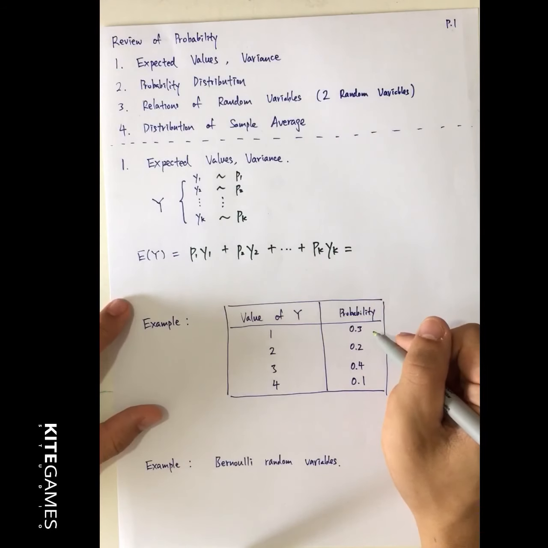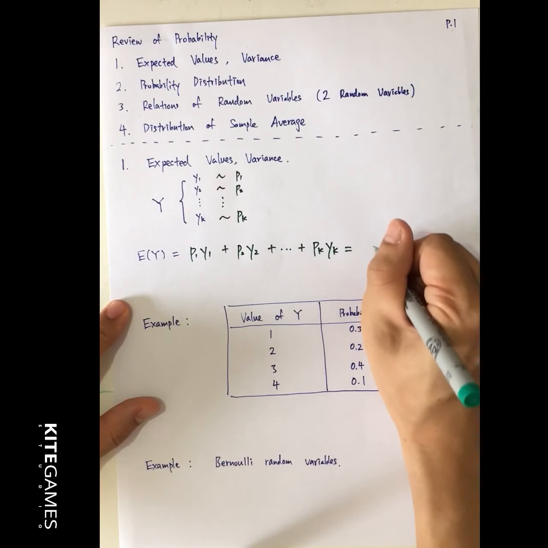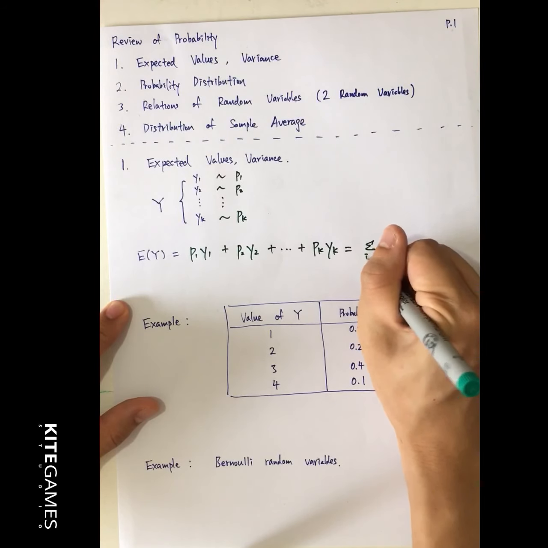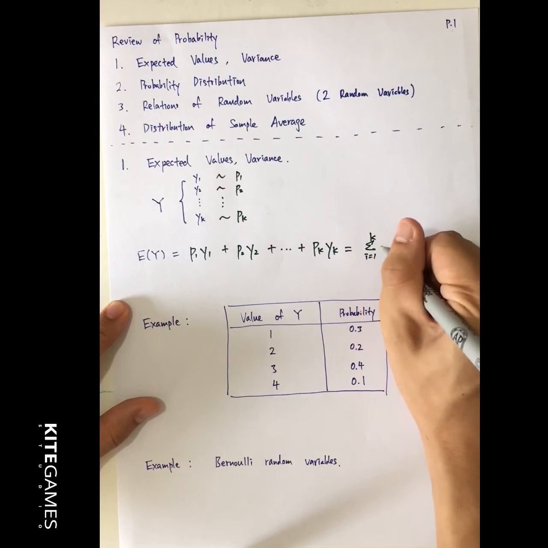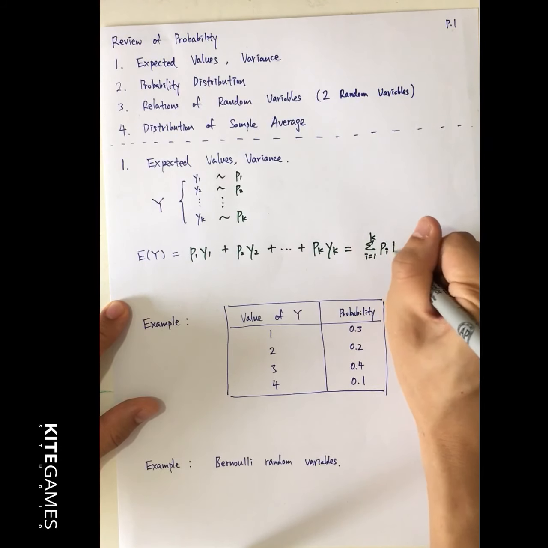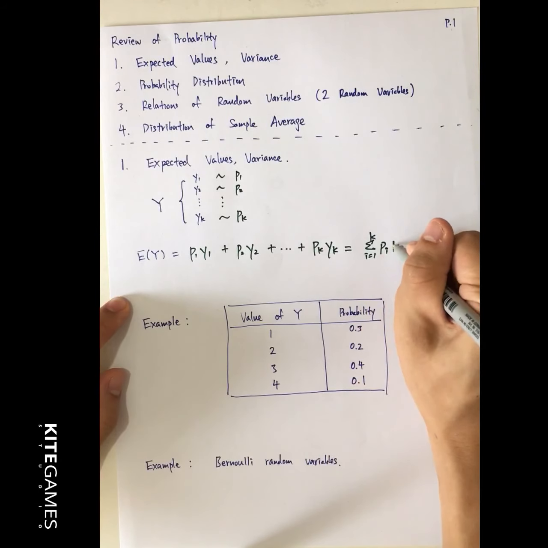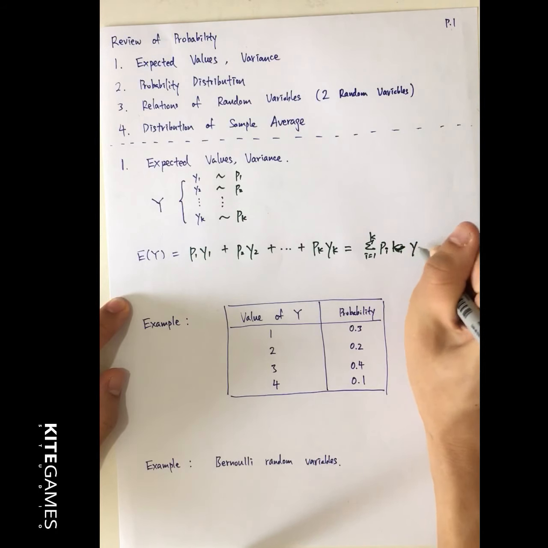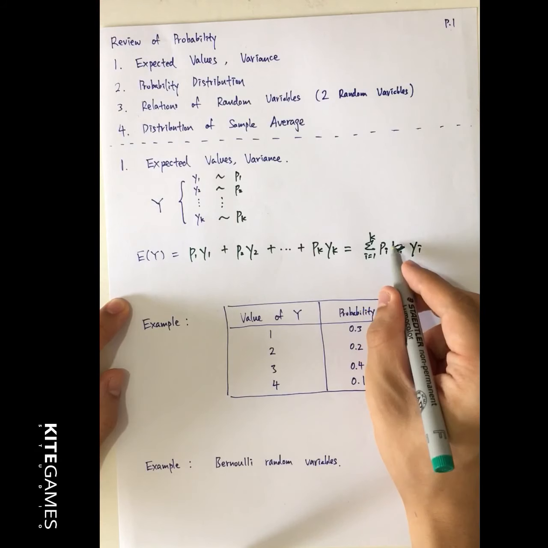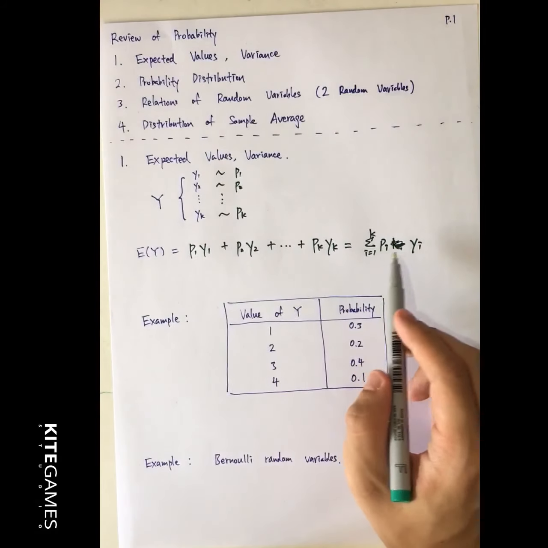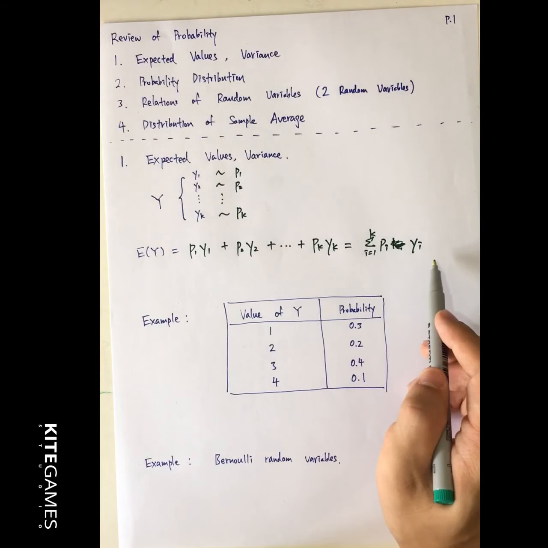So in short, we can define the expected value as the summation from i equal to 1 to k of pi times yi. There's a typo here, it should be pi times yi. You just need to multiply all the values of y by their probabilities p.